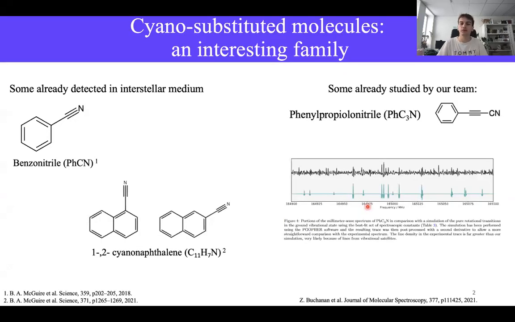The cyano-substituted molecule is a very interesting family for astrochemistry. Some of these cyano-substituted molecules have already been detected in the interstellar medium, for example benzonitrile, 1-cyanonaphthalene, and 2-cyanonaphthalene. And some have already been studied by our team, for example phenylpropionitrile.